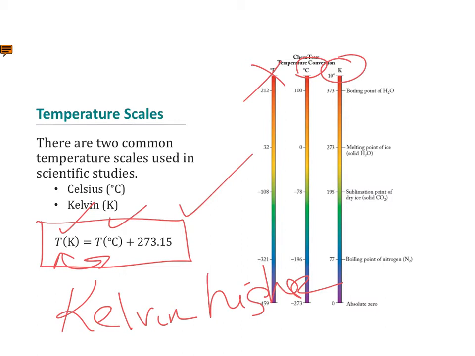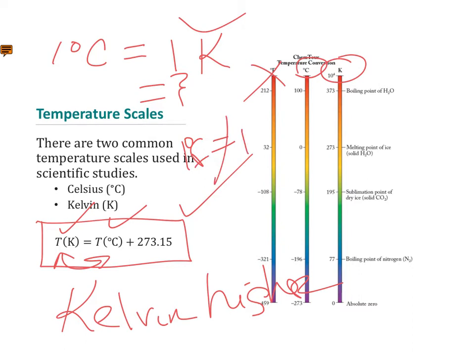Now, interestingly enough, 1 degree Celsius equals 1 Kelvin. In other words, the size of 1 degree is the same on the Celsius and Kelvin scale. It's not the same on the Fahrenheit scale. Okay, 1 degree Fahrenheit is not equal to 1 degree Celsius. I'm not sure if you were aware of that, but I always kind of thought that was interesting.